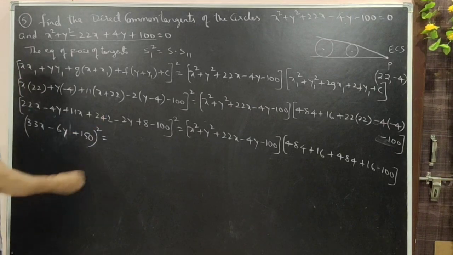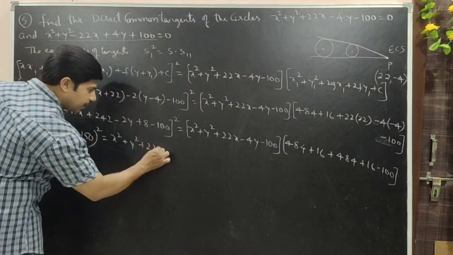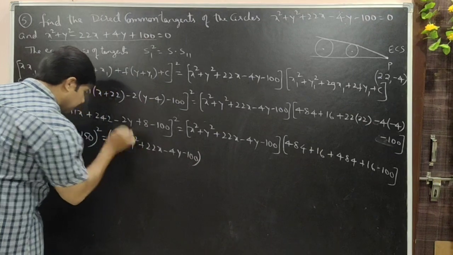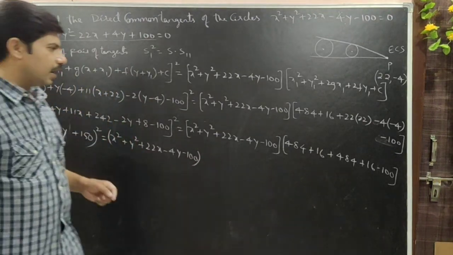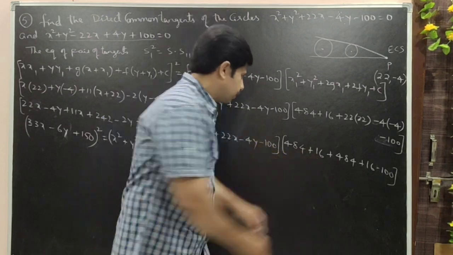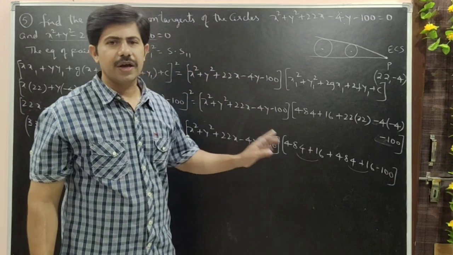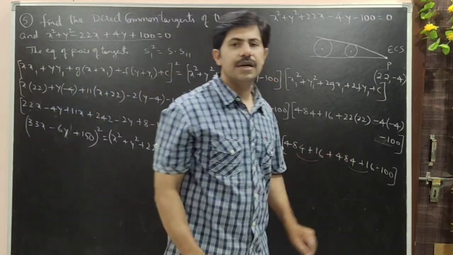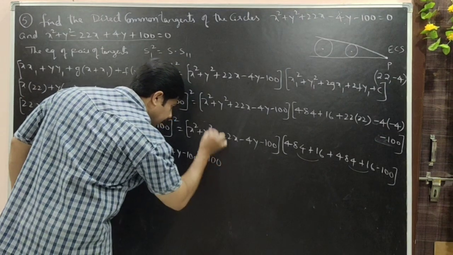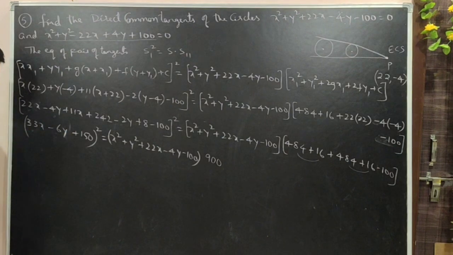is equal to the equation of circle, x square plus y square plus 22x minus 4y minus 100. Then after that, we calculate these values. 484 plus 16 is 500. So this is 500. This is also 500. 500 plus 500 is 1000. 1000 minus 100 is 900. So we just need to write here 900. Okay. After that, 33x minus 6y plus 150.